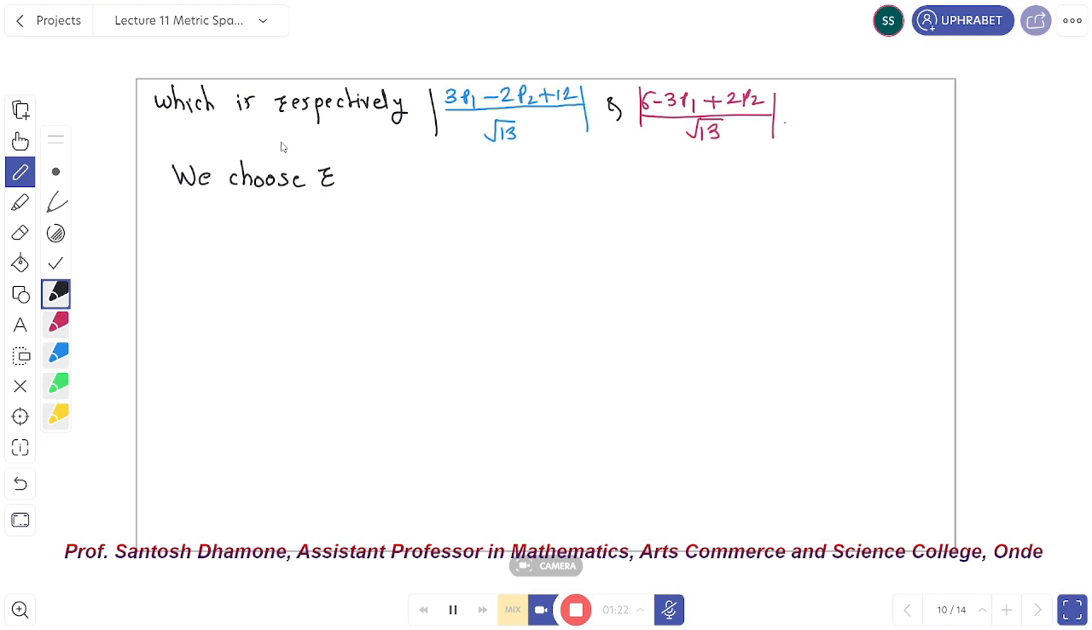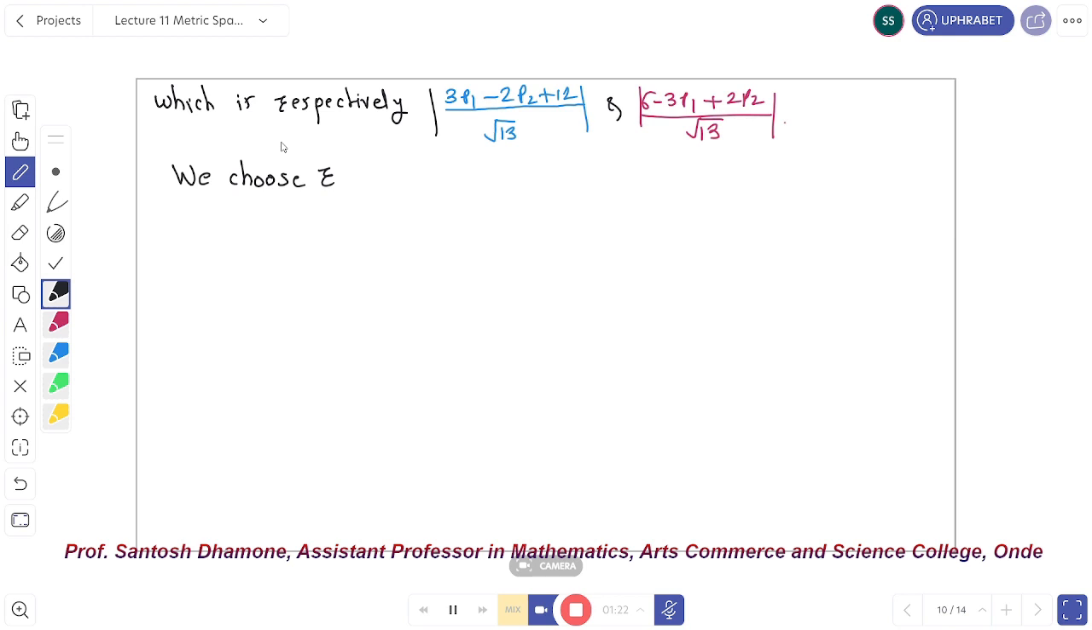Multiplying by 3, therefore 3p1 - 3r is less than 3y1 less than 3p1 + 3r. This is equation first.